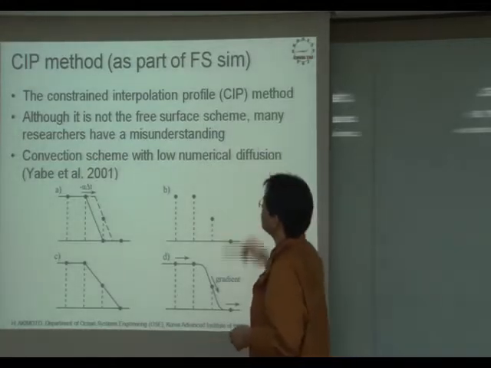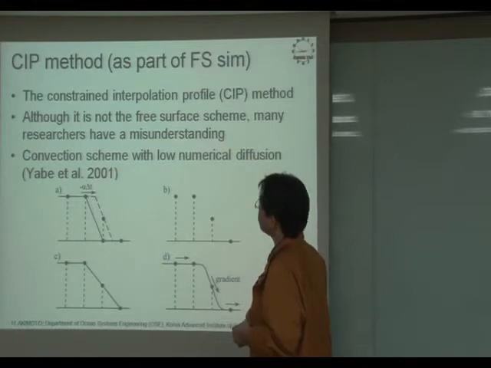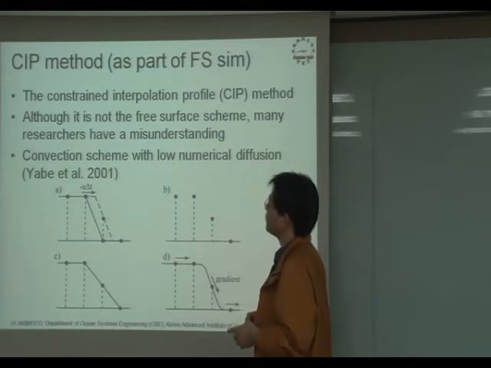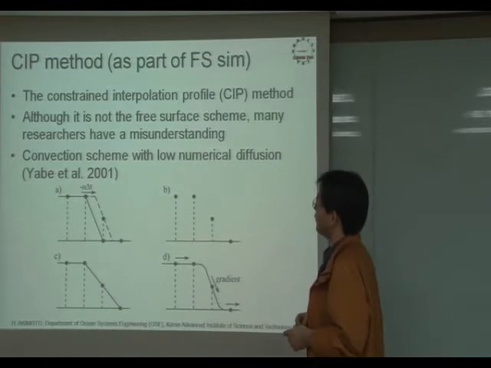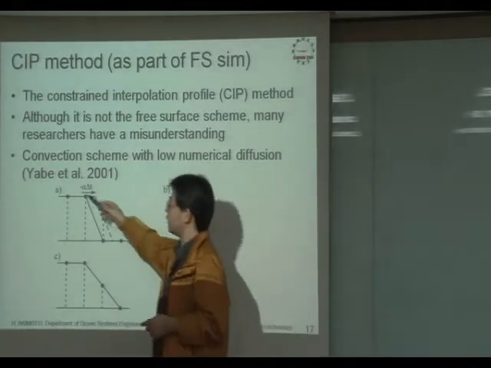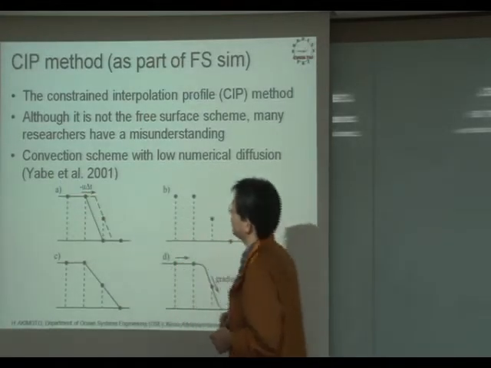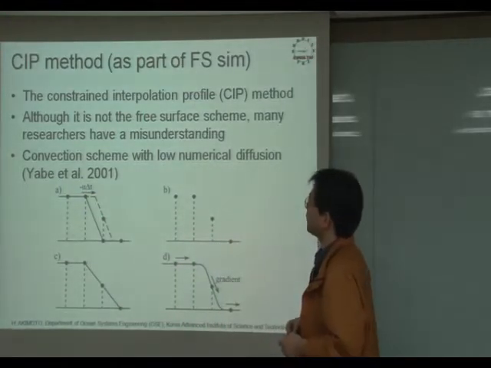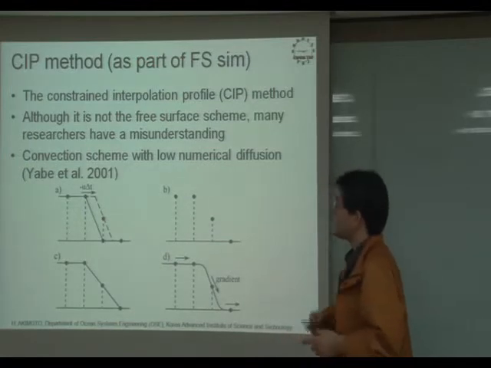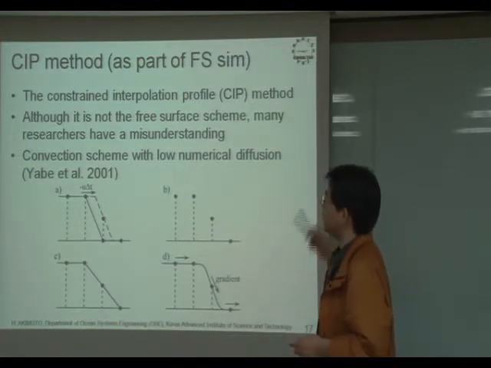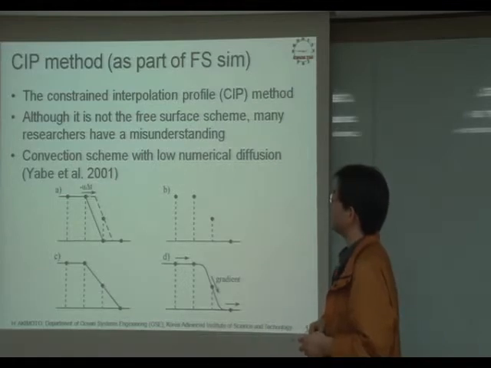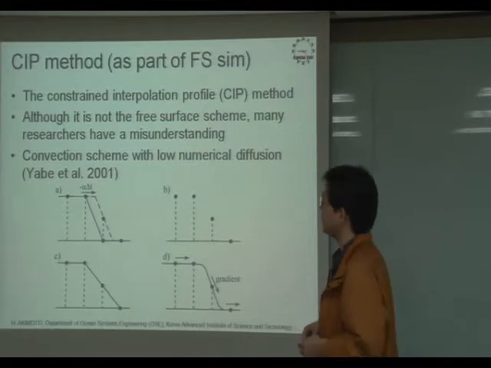The CIP name comes from the constraint interpolation profile method. It is proposed by Yabe, he is Japanese, in 2001. As I said, this is not a free surface treatment scheme. Actually, it is a kind of convection scheme.